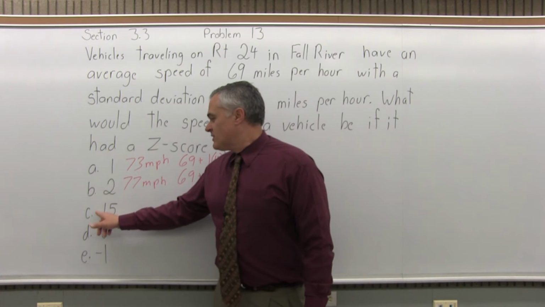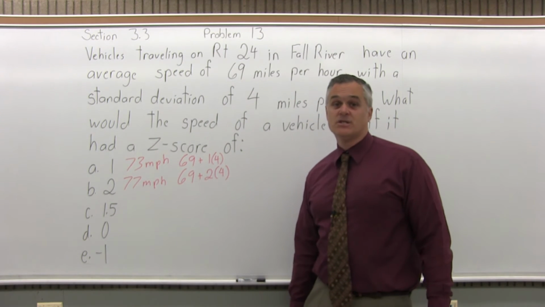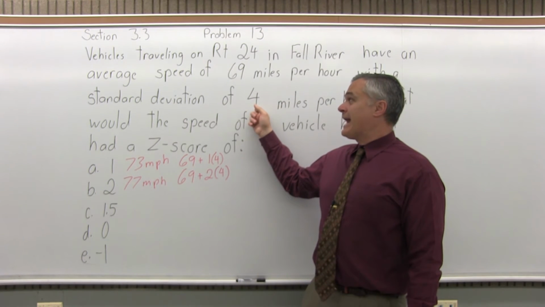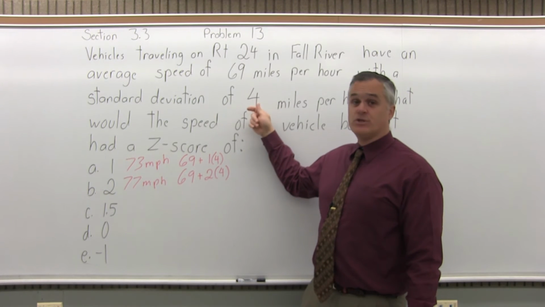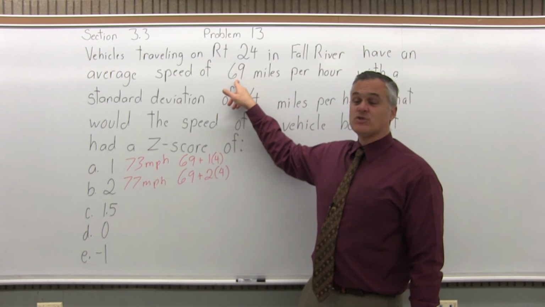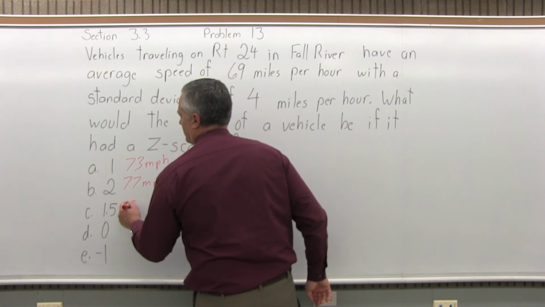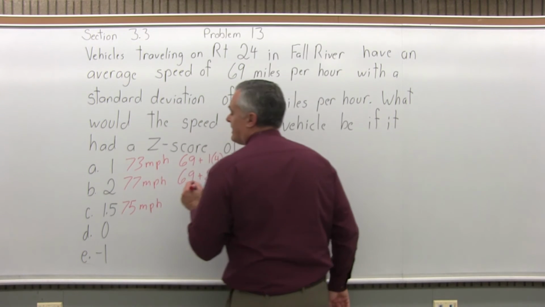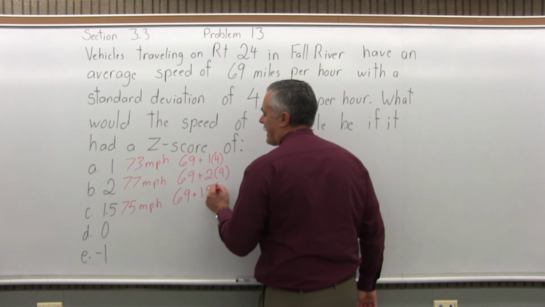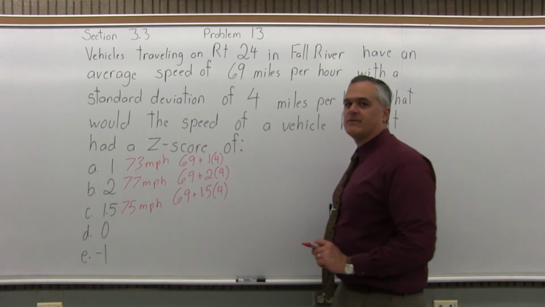Part C, what does it mean if the car has a z-score of 1.5 for its speed? So it'd be 1.5 standard deviations above average. If one standard deviation is 4 miles per hour, 1.5 would be 6, right? Half of 4 is 2, so 4 plus 2 is 6. So you'd be 6 miles per hour faster than 69 miles per hour, which would be 75 miles per hour. And again, that 75 came from the average speed of 69 plus 1.5 times the standard deviation of 4. 69 plus 6, there's the 75.